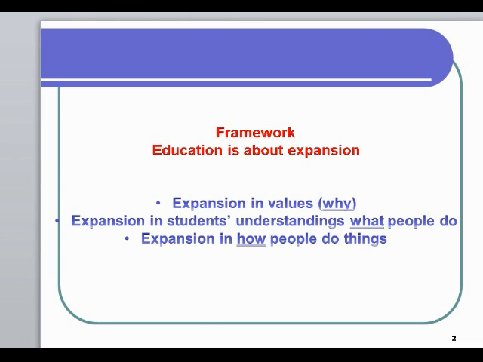So the expansion is in values, why people do things. It is not that people have to accept someone else's values, but it is about learning that people's action is set in terms of values, and it is important for students to relativize their own concepts so that they do not feel that any difference, or anything which is unfamiliar, should be resented. So we create expansions in values, in students' understandings of what people do.